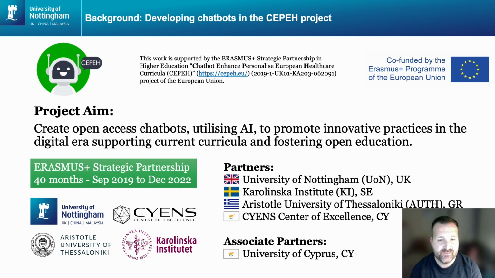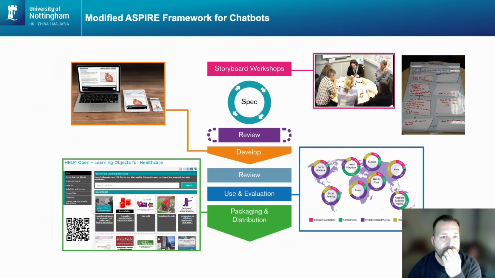But it's important just to understand where the background of this all came from. So in this project, we've been involved in developing chatbots, and in order to develop our chatbots, we've been using an Aspire framework, which we've had to adapt a little bit or modify for developing chatbots. Now, the Aspire framework stands for aims, storyboarding, population, implementation, release, and evaluation.